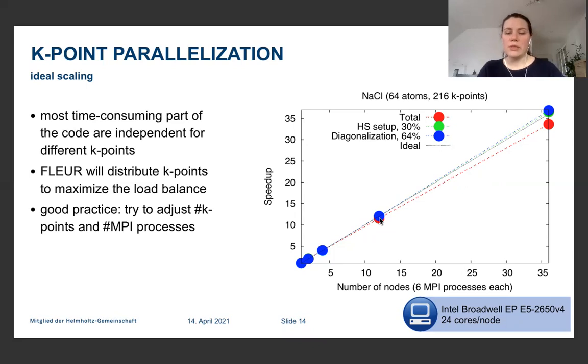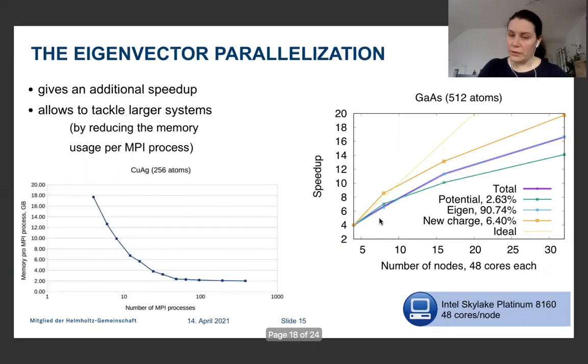3 MPI processes, then it will distribute every k point over 3 MPI processes so that the k points are calculated subsequently, one after another. But if you start 4 k points with 4 MPI processes, then each MPI process will get its own k point. So try to adjust the number of k points to the number of MPI processes.